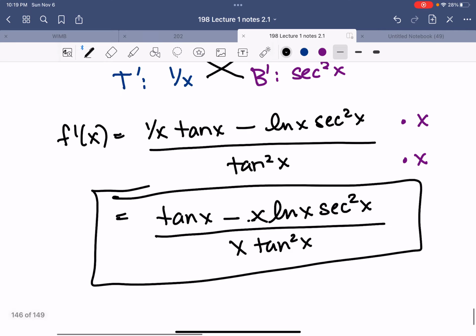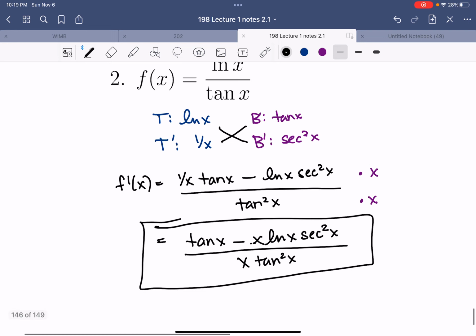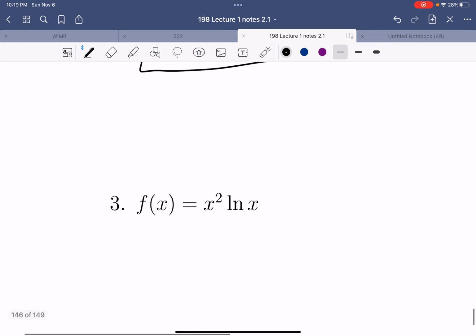Again, you don't want to cancel out the tangents because you don't have one in all 3 places.